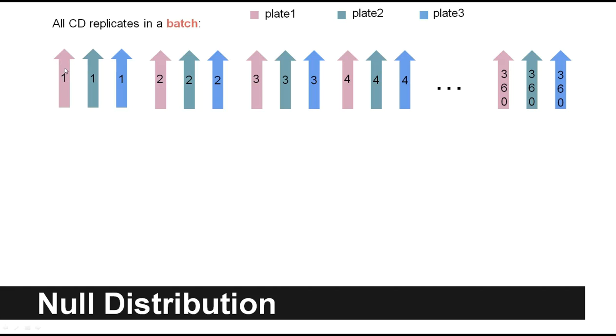So this will be the CD replicate of experiment 1 mirrored on plate 1. This is the CD replicate of experiment 1 mirrored on plate 2, and this is the CD replicate of experiment 1 mirrored on plate 3, and similar up to experiment 360. So this will be a pool of CD replicates.